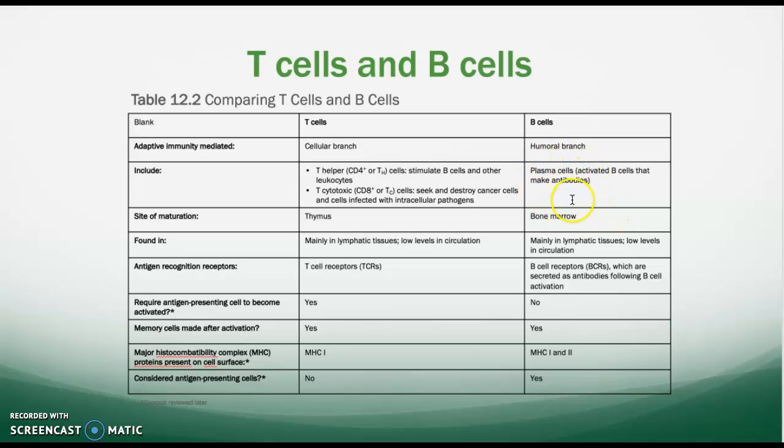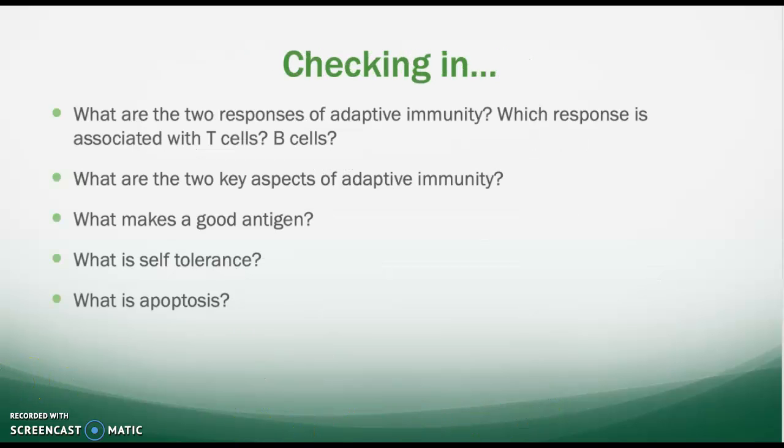B cells will make plasma cells that can make antibodies. They mature in the bone marrow. Remember, B cells, bone marrow. They're again found mainly in the lymphatic tissue, although low levels are in circulation. They have B cell receptors, and when they're activated, their plasma cells will secrete antibodies. They do not have to have an antigen-presenting cell present the antigen to them. They can interact with it directly. They will make memory cells, and they can show both MHC1 and MHC2 proteins on their cell surface, and they can also act as an antigen-presenting cell, so they can present antigens to T cells.